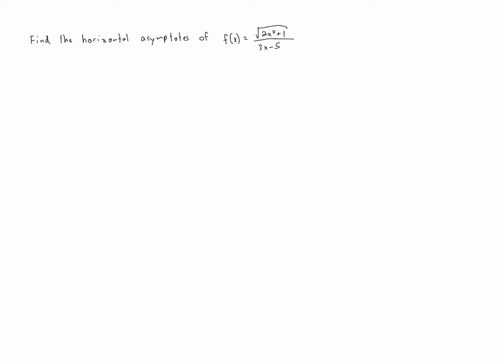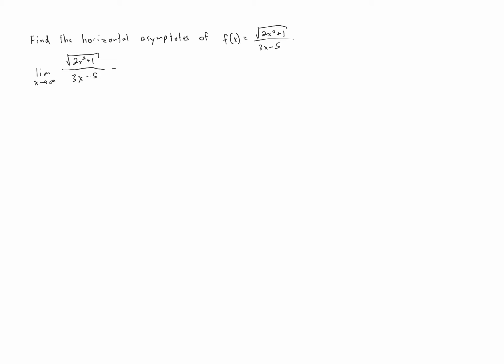We're going to divide the numerator and denominator by the highest power of x in the denominator. In this case, that's just x. And then we're going to use some of these limit laws to rearrange things here. So first, let's take a look at the limit as x approaches infinity of this function, the square root of 2x squared plus 1 over 3x minus 5. We're also going to have to look at the limit as x approaches negative infinity, because we might have a different horizontal asymptote to the left, but let's just start with the right.